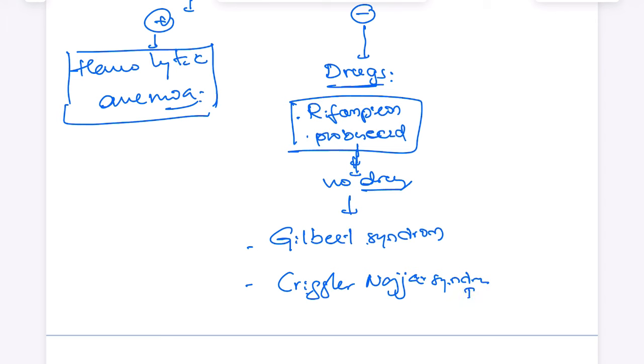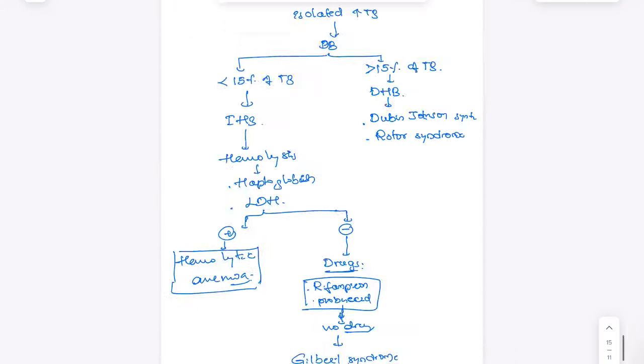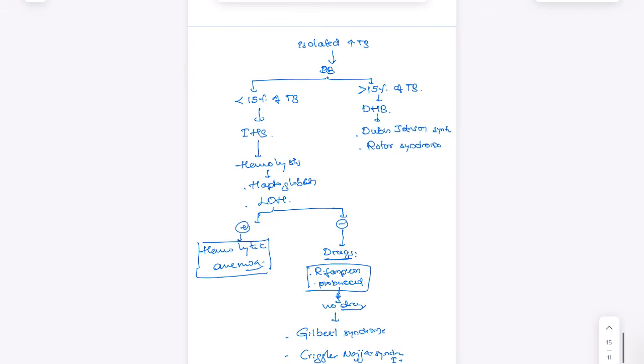Crigler-Najjar again has type 1 and type 2. Type 1 has absent UDP enzyme activity. Type 2 has less than 10% of enzyme activity, and Crigler-Najjar is more severe compared to Gilbert syndrome. In Gilbert syndrome, only 30% of the enzyme activity is reduced because of mutations in the UDP gene. So this is the workup for patients having isolated hyperbilirubinemia. I hope you understood this.